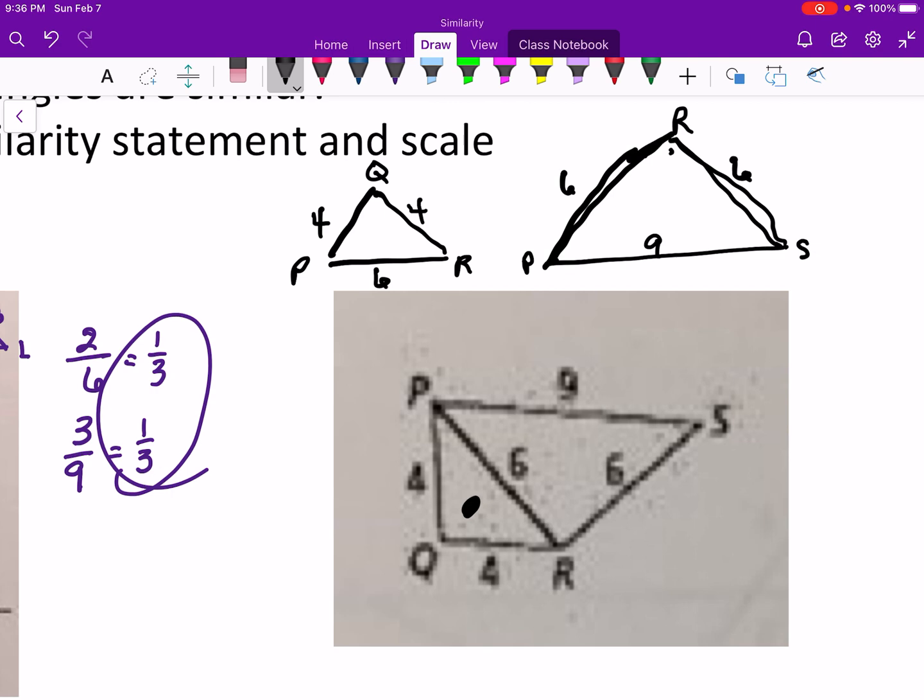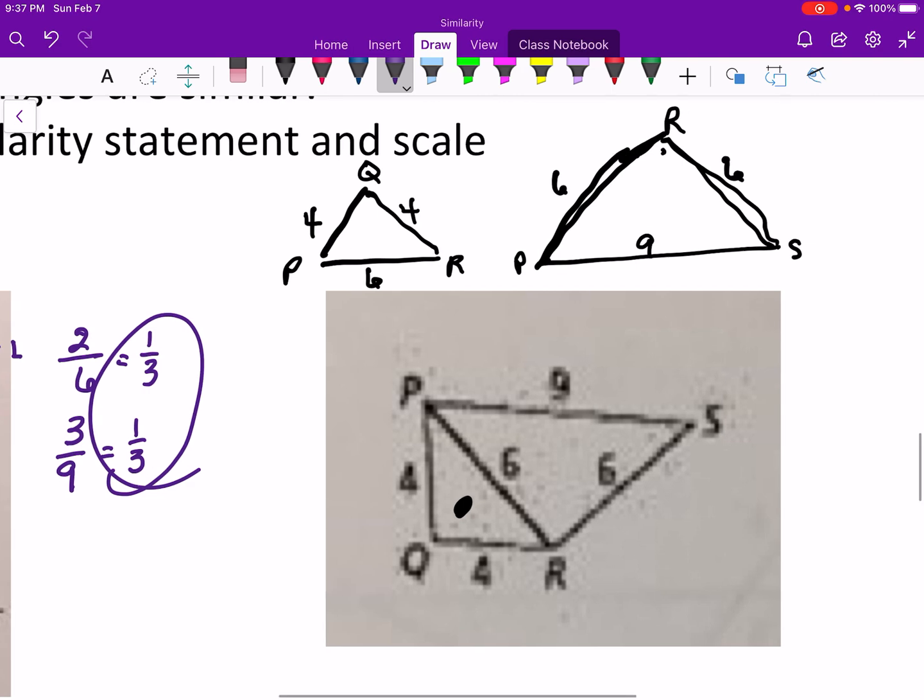All right, looks to me like we know absolutely nothing about any of the angles. So if it's going to be anything, it's not SAS or AA. It might be SSS. And we do know something about 3 pairs of sides. Let's see if they're proportional.